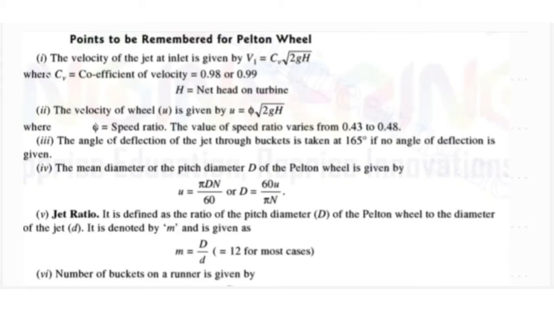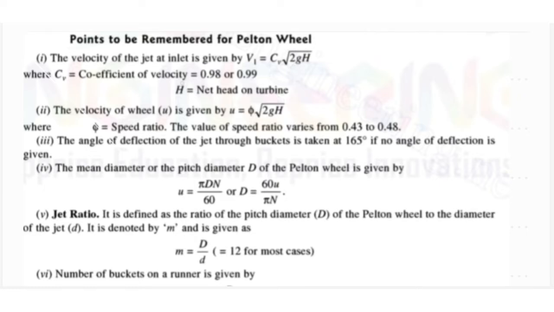Hello everyone. Today we will solve numericals on Pelton wheel. Before going to the numerical, we will note some of the important points to be remembered while solving the numericals of Pelton wheel. First one, the velocity of jet at inlet is given by the formula V1 is equal to Cv into root of 2gh.